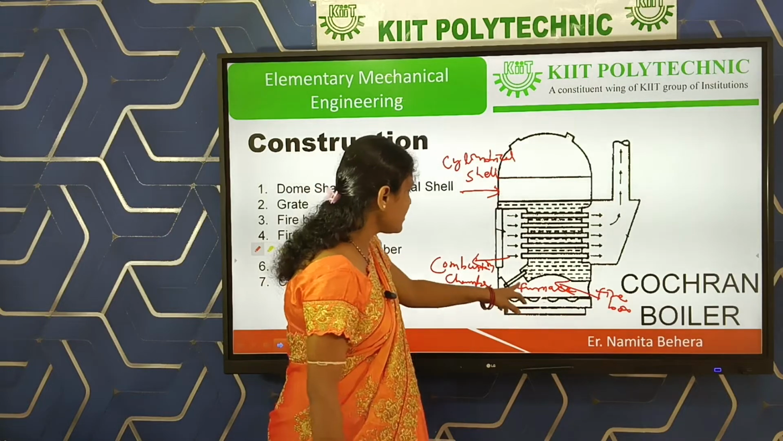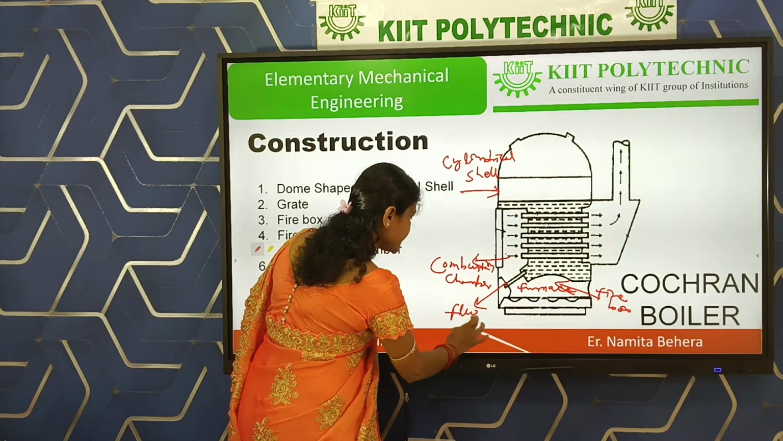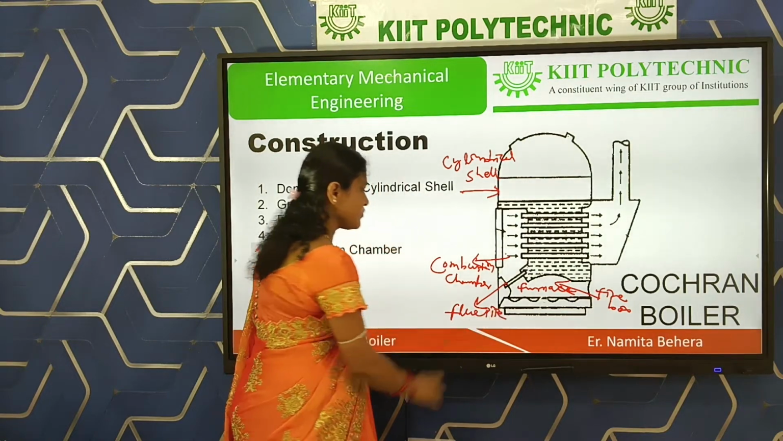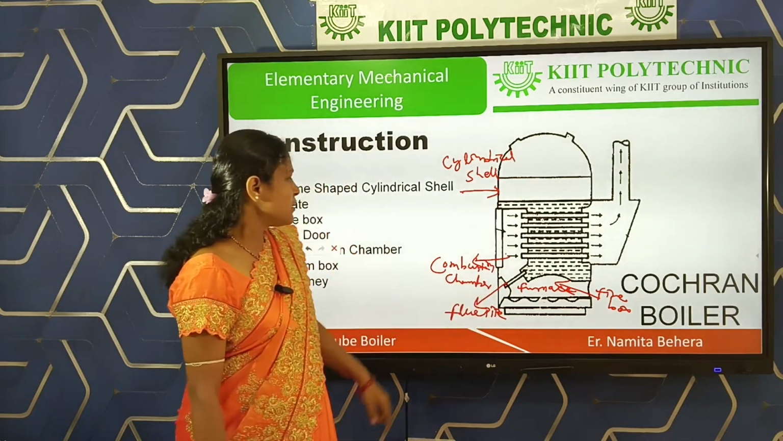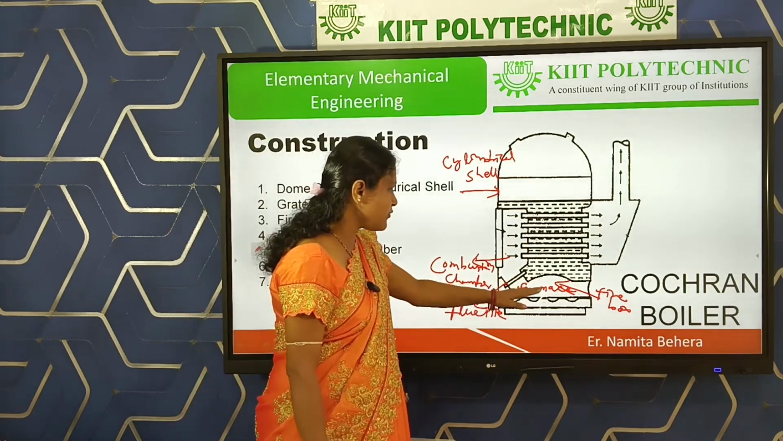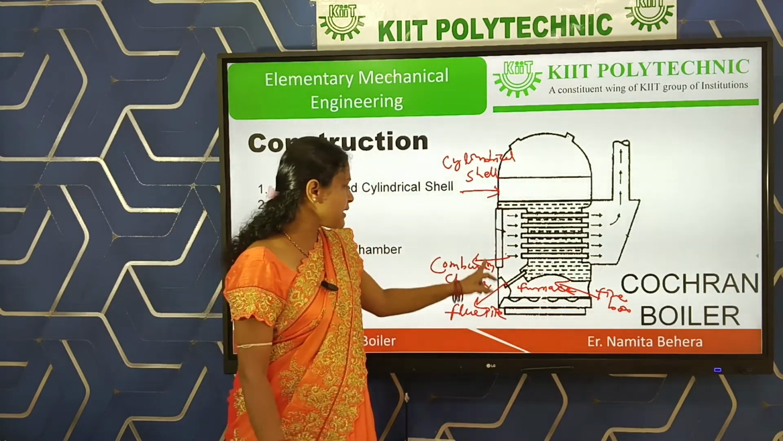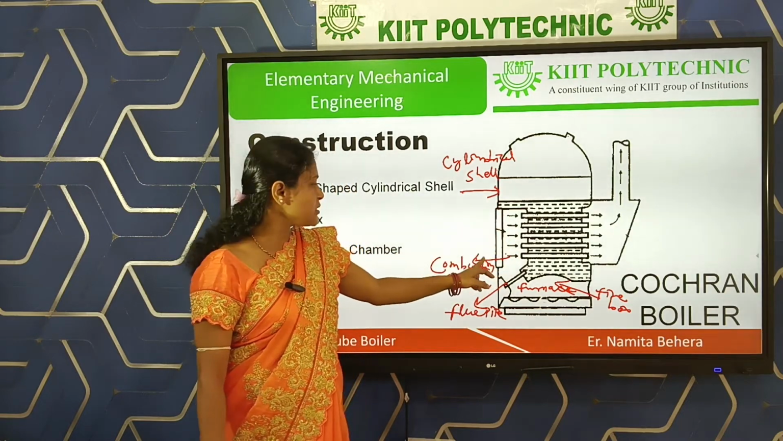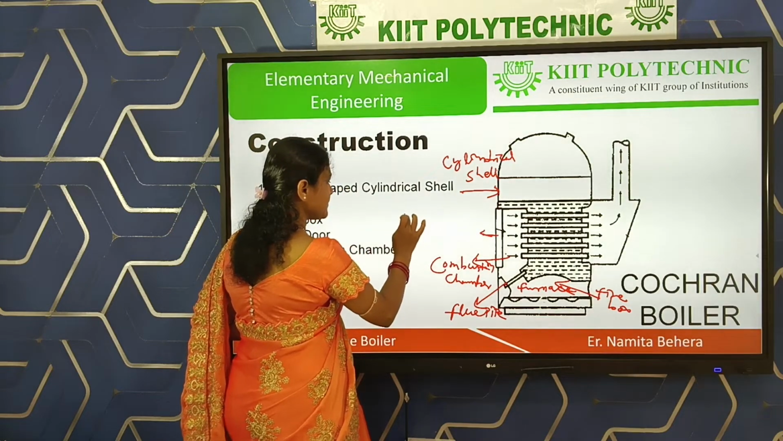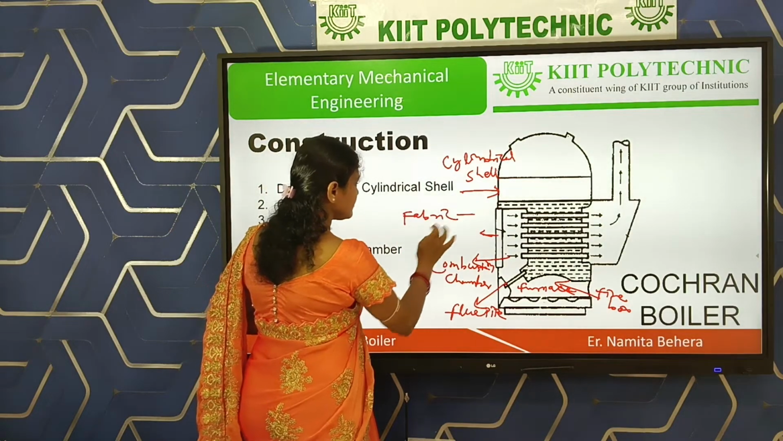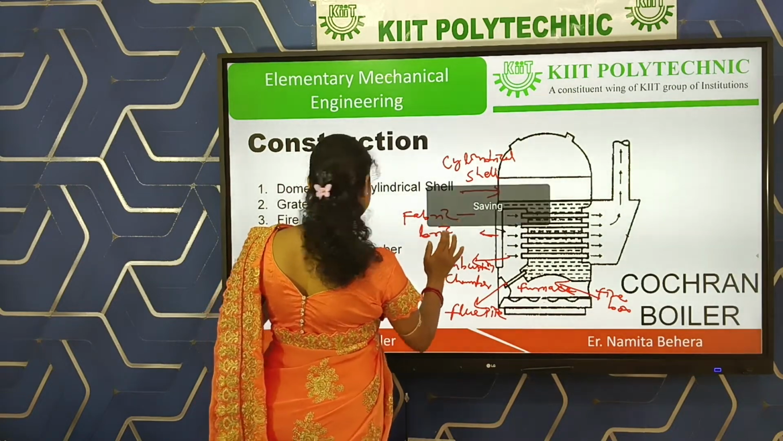The furnace is connected to the combustion chamber through the flue pipe. This is called a flue pipe. When hot gas is produced in the furnace, it goes to the combustion chamber through the flue pipes. The wall of the combustion chamber is lined with the fabric lining.